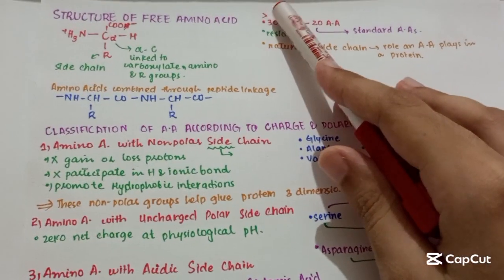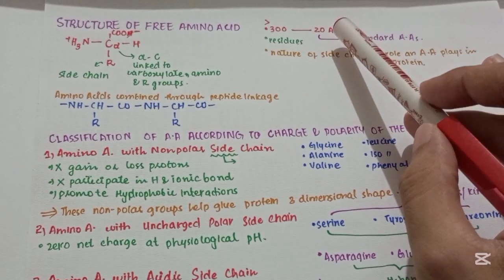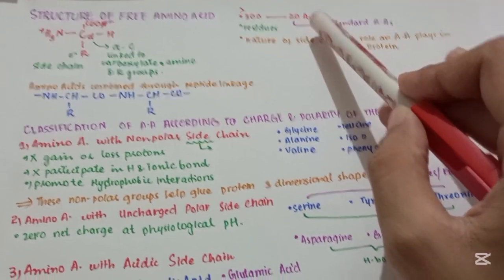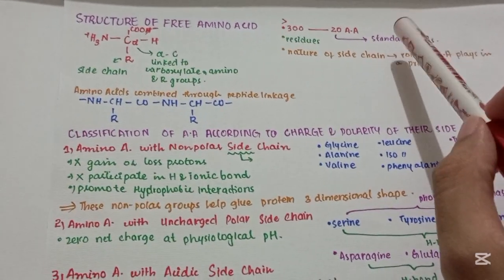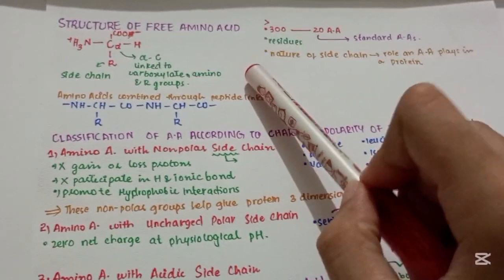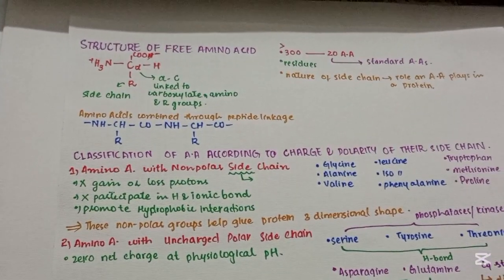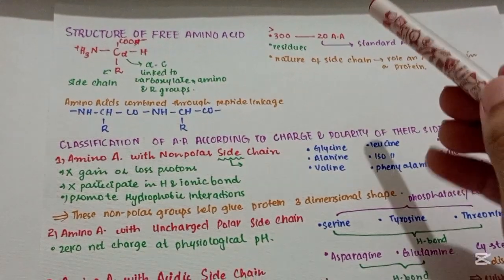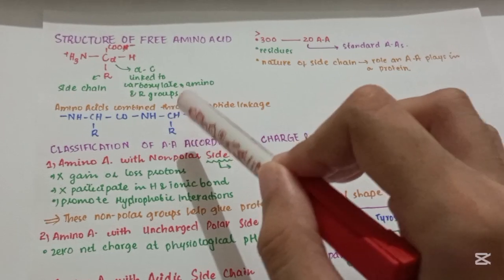More than 300 amino acids have been found in nature, and approximately 20 amino acids have been found as components of mammalian proteins. So these 20 amino acids are known as standard amino acids because they are coded by our DNA. The other non-standard amino acids are formed by the chemical modifications of these standard amino acids. When these amino acids are present in a chain, the individual amino acid is known as a residue.